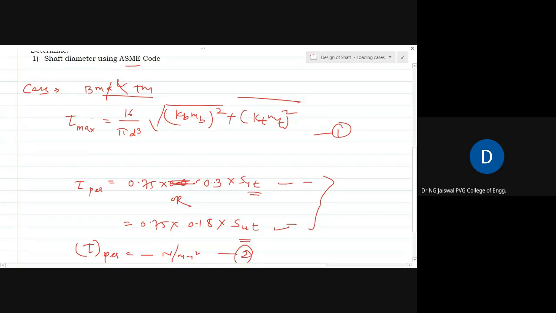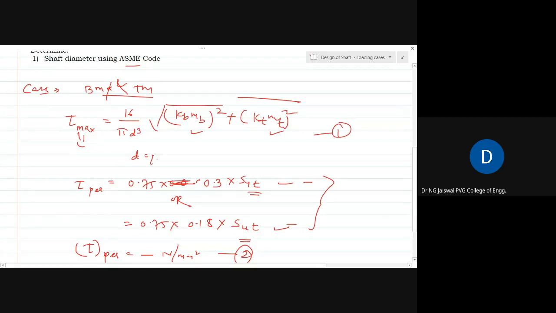Of course, you have to find out the torsional moment if not directly given, and the bending moment if not given. They will not be given directly. You equate this to the permissible stress, because you are equating to equation number 2. The only unknown will be d, and you can find out the value of d.